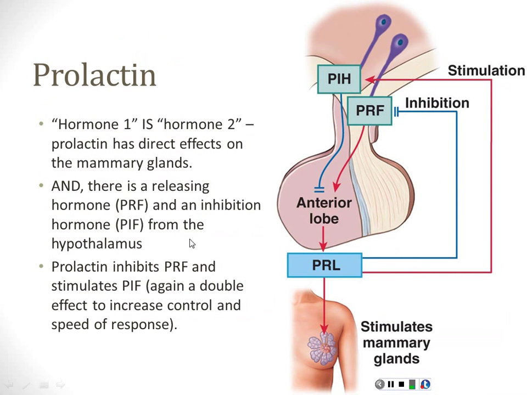In prolactin, there is no hormone 2. This is the only example where the pituitary creates a hormone that has the final end result on the body. And that is prolactin stimulates the mammary glands to produce milk. So it's one step simpler. There is no hormone 2. So I say hormone 1 is hormone 2. The pituitary hormone is the direct effector of the target organ. Okay?